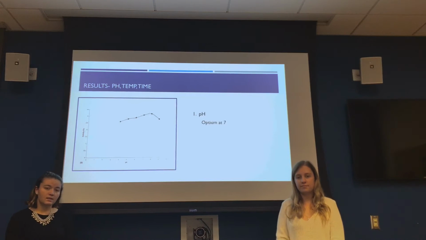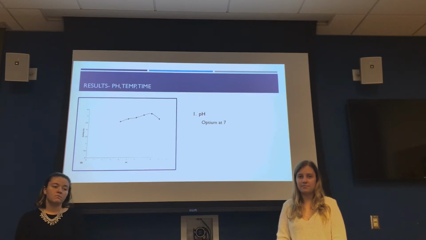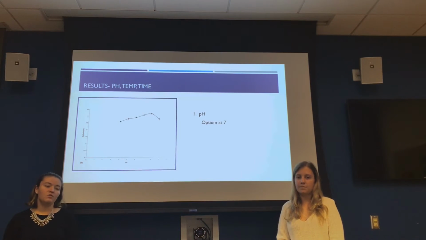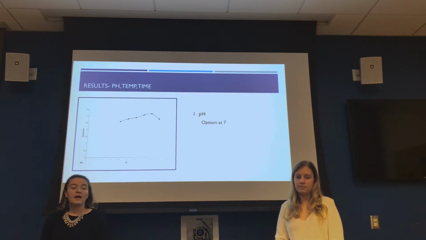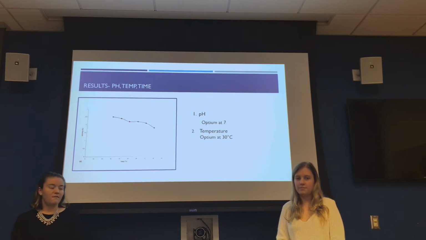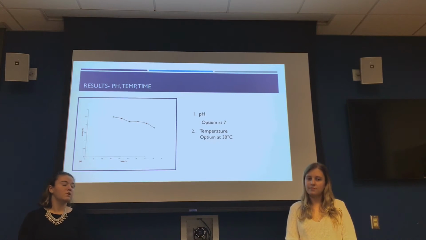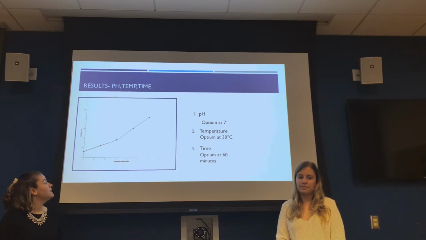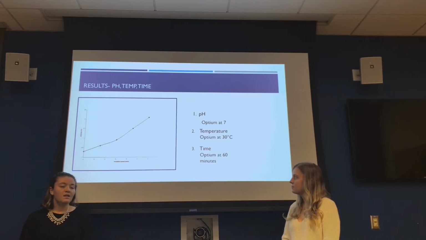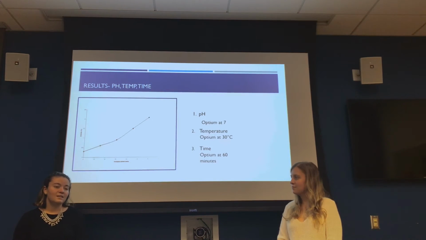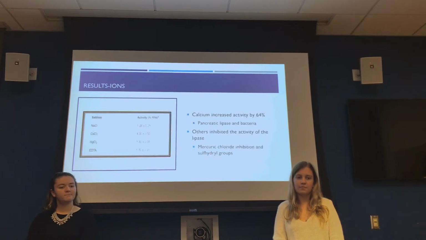And the next results that they found were involved with pH, temperature, and time. The first one, pH: they found the optimum enzyme activity at a neutral pH. For temperature, they found the highest activity at a temperature of 30 degrees Celsius. And as you can see here, for time, they found the optimum lipase activity at 60 minutes.